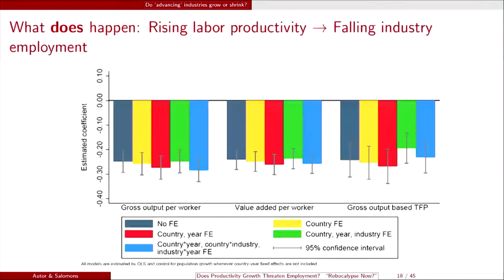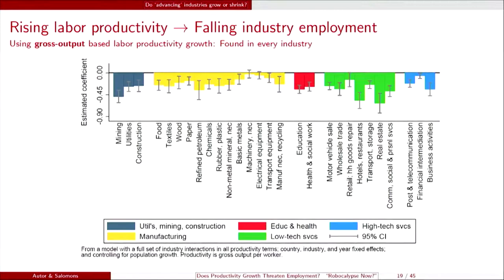What does happen? What does happen is robustly, clearly, no matter how we specify it, industries that see rising productivity see falling employment. That's true in different periods. It's true whether we measure productivity using gross output, using value added, using total factor productivity. Doesn't matter what set of fixed effects we put in, it's very clear. Rising productivity lowers industry employment. In fact, that's true across all of the 28 industries that comprise the private sector economy in our data.